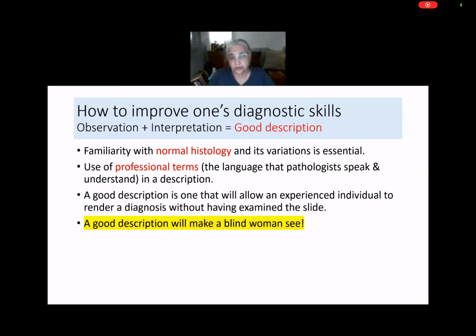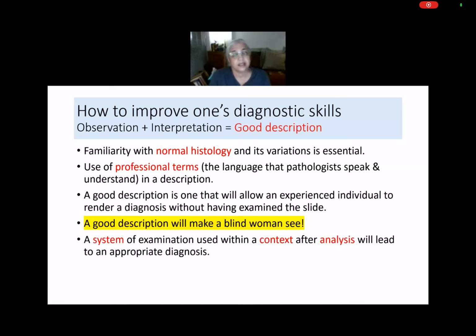Now, to make those good descriptions, you need to use appropriate language. Because if you mean you're seeing something, but you describe it inappropriately and use the wrong term, then it's not going to really help in the ultimate diagnosis that you're going to make. Okay. Now, if you want to put all that I have said into one sentence, you need to develop a system of examination which you use in a given context after appropriate analysis. This is going to lead you to an appropriate diagnosis. And in that system of examination comes this good description, for which you need a language.